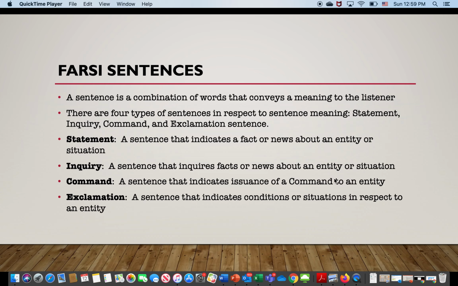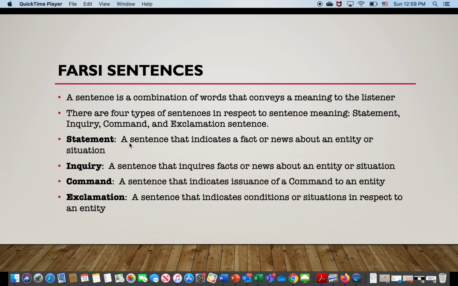Okay, today we are learning about Farsi sentences. Persian Farsi sentences are in four types, and a sentence, as we know, is a combination of words that convey a concept or a meaning to the listener or addressee. And in Farsi language, we have four types of sentences.